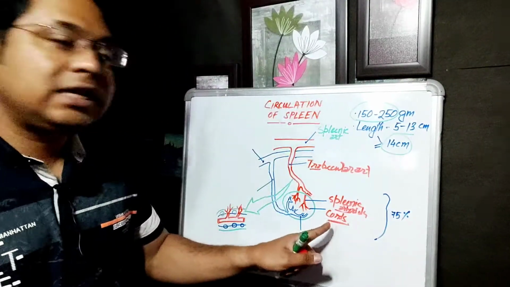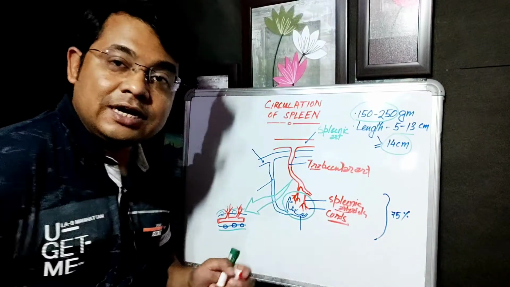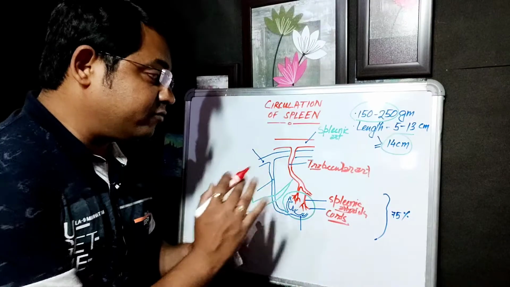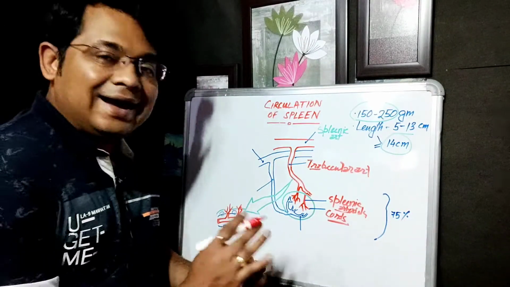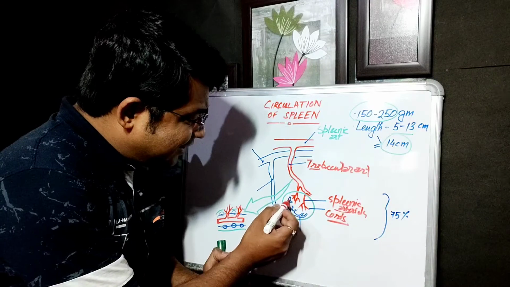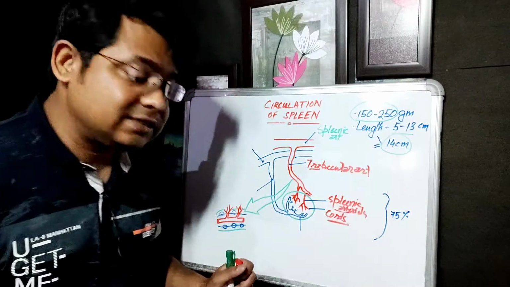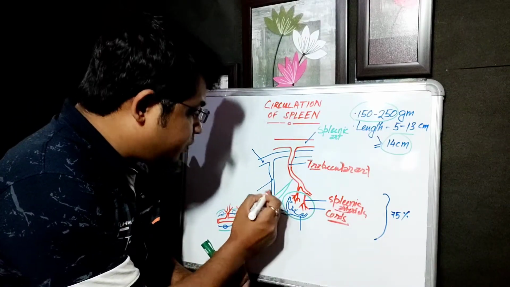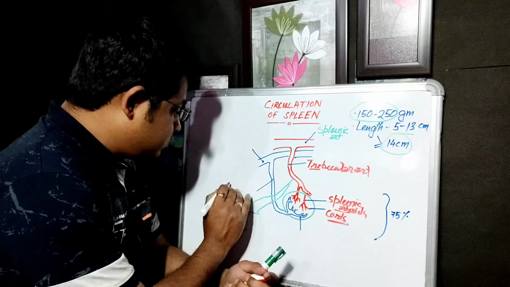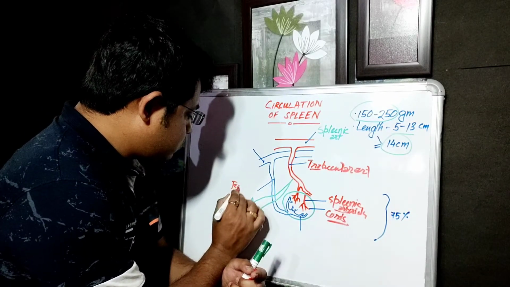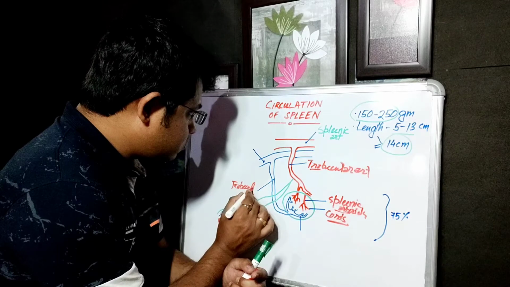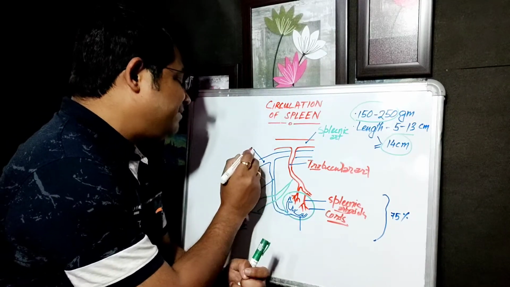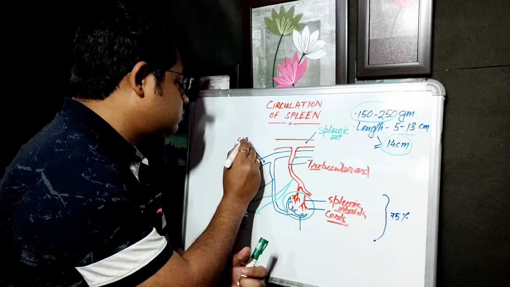What is special about these cords is that they are devoid of any endothelial lining. So it is important for splenic function. Now on the other hand, there are these venous sinuses, and they will lead to formation of the trabecular vein, and finally this trabecular vein will drain into the splenic vein.